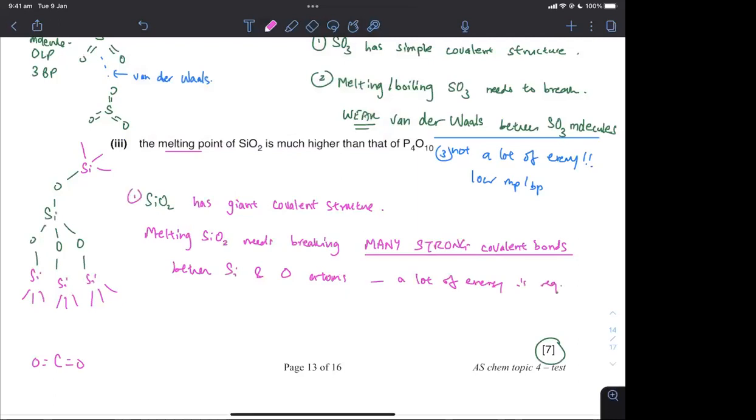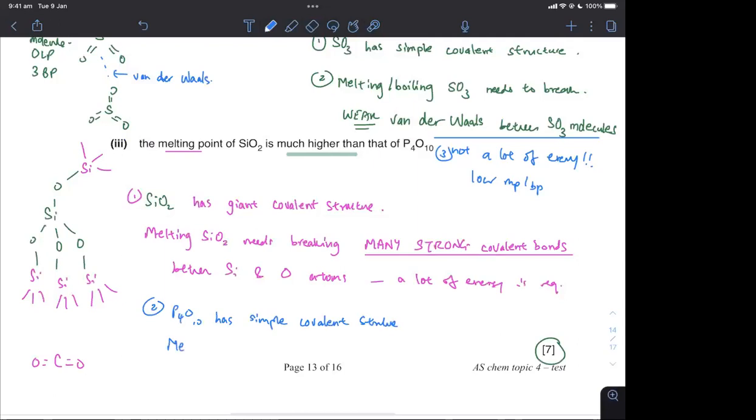But when you're comparing, you cannot just say one thing but not the other thing. You will know it from biology as well as from other chemistry questions, that you cannot just say one thing without talking about the other thing. So I just very quickly talk about the simple covalent structure.